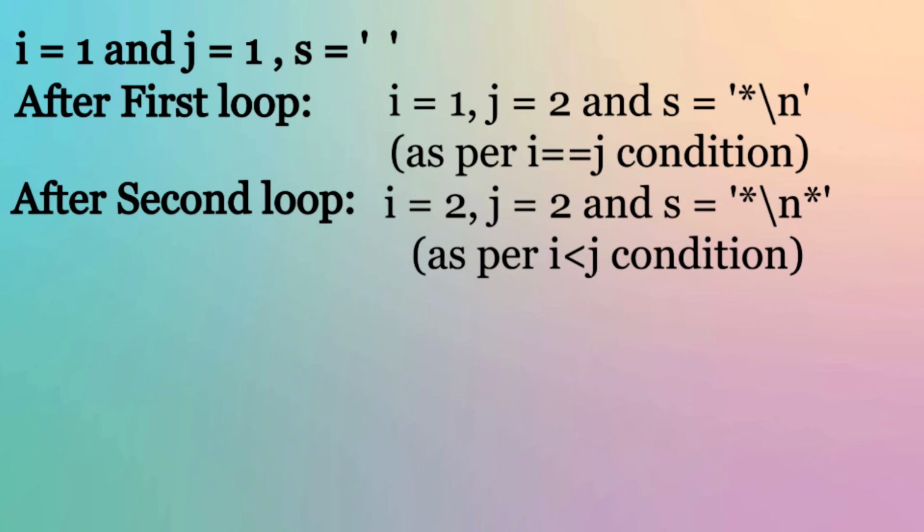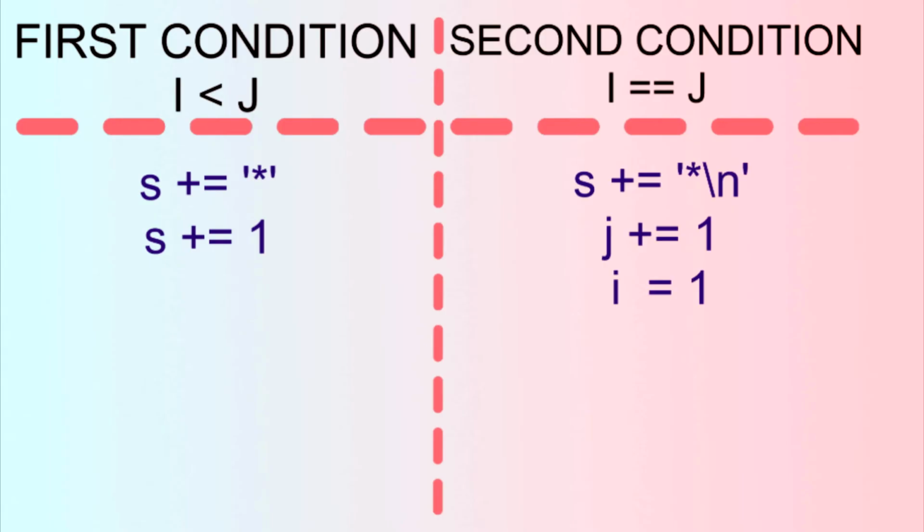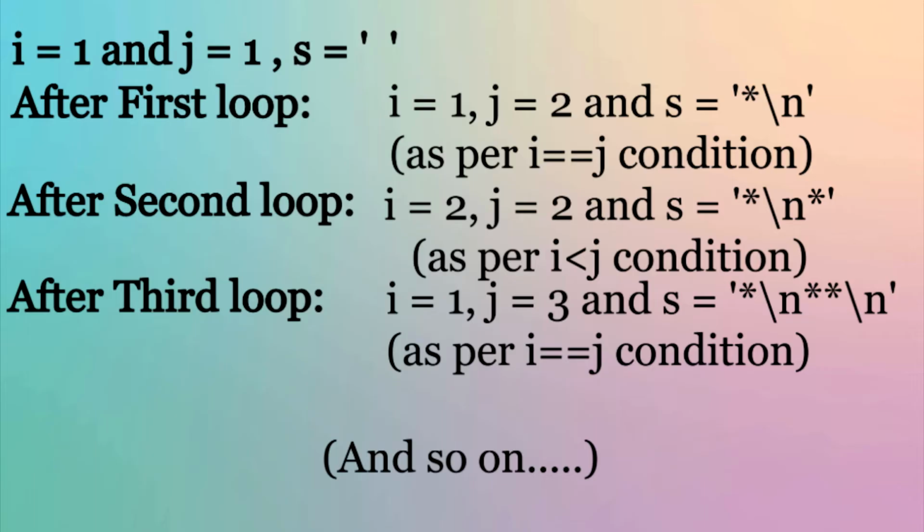Now, the value of i is 2 and, it will run our second condition, so, the value of i will become 1 and j will be increased by 1. And our string looks like this. And so on this will work. Now, our code is ready.